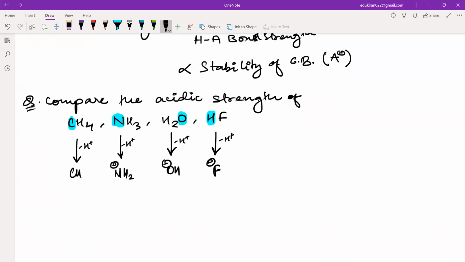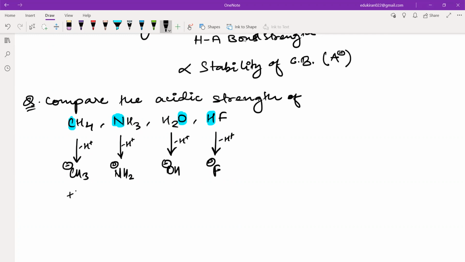Okay. Now, as you can see, which will have the ability to hold electrons most effectively? The most electronegative element right now. So F negative can easily hold electrons because it is very electronegative. You can also compare this because all of them have one negative charge.